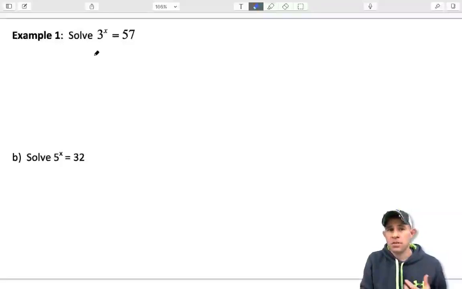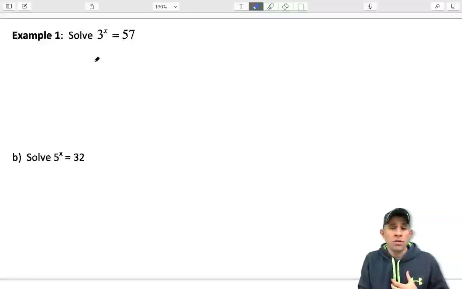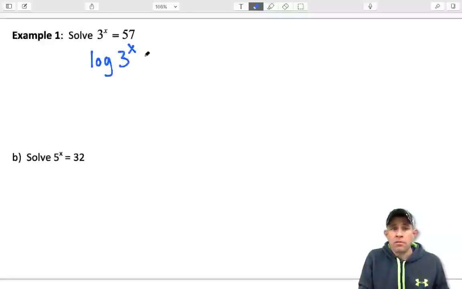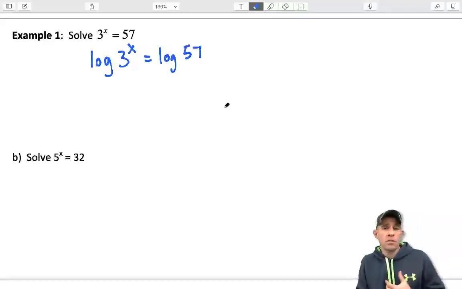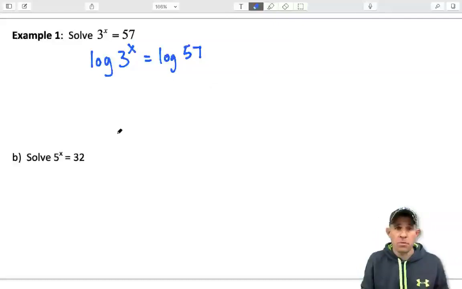Here's our first example. It says solve 3 to the x is equal to 57. So I don't know what power I raise 3 to in order to get 57. 57 is not a perfect cube, so it's not going to be a whole number here. But what I do is I'm going to rewrite this as log of both sides. Now, what you do to one side of the equal sign, you have to do to the other side, which includes taking the log of both sides.